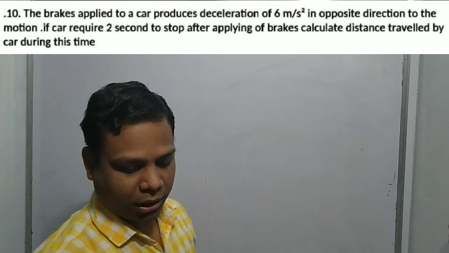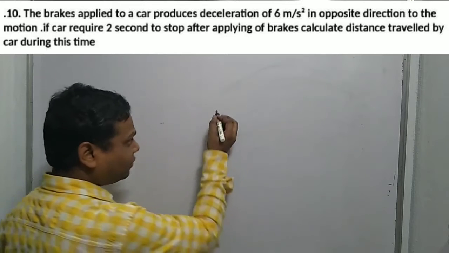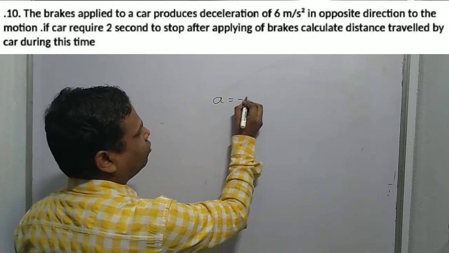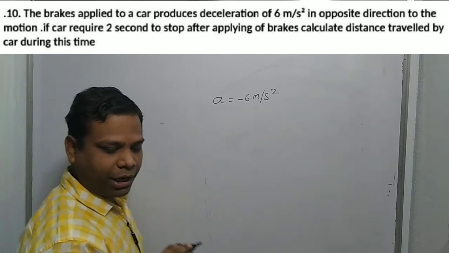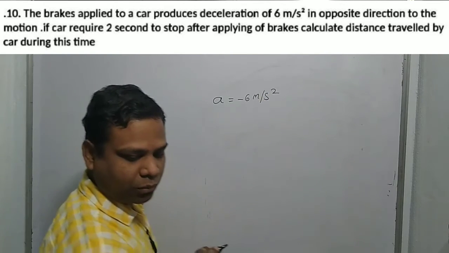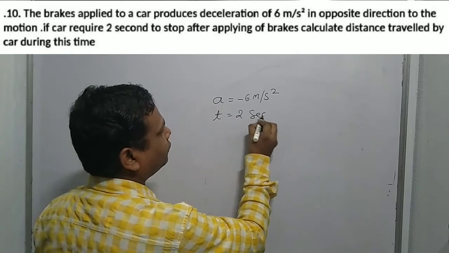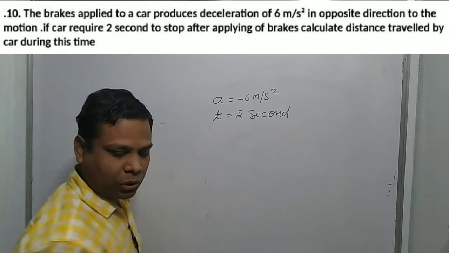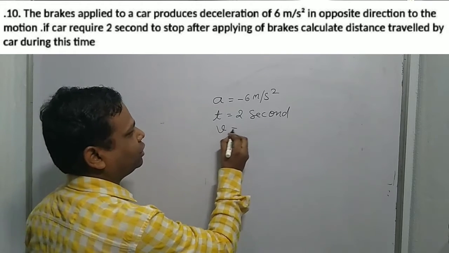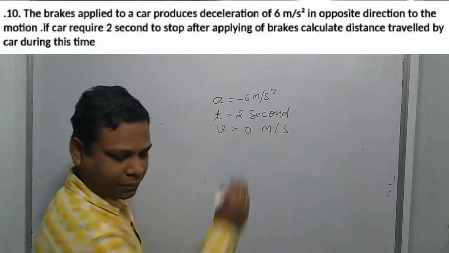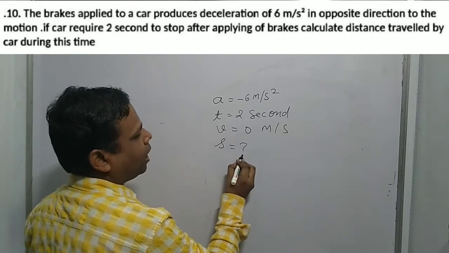The brakes applied to a car produce a deceleration of 6 meter per second square. Deceleration means a is equal to minus 6 meter per second square, in the opposite direction to the motion. If a car requires 2 seconds, t equal to 2 seconds, to stop after applying the brake, then the final velocity is 0 meter per second, and find the distance s. How can you find it?